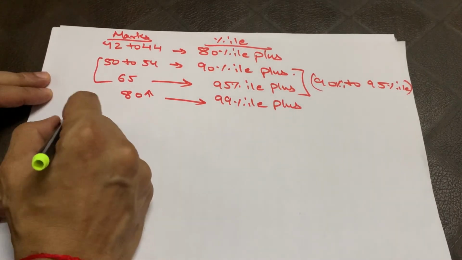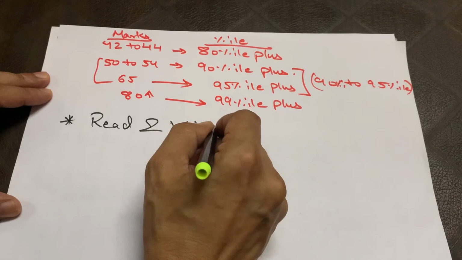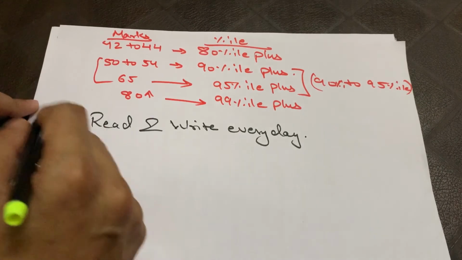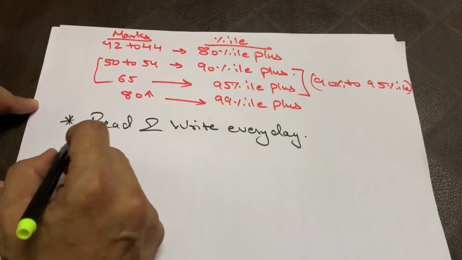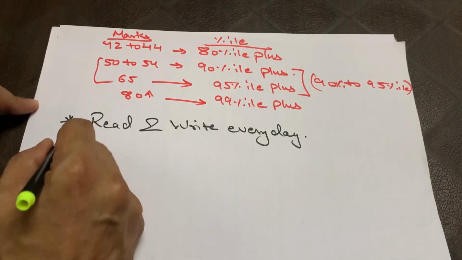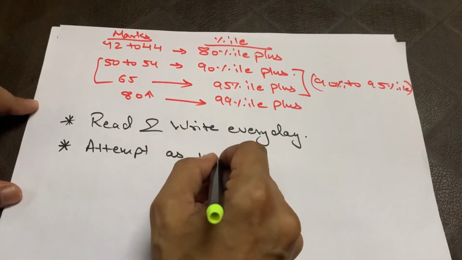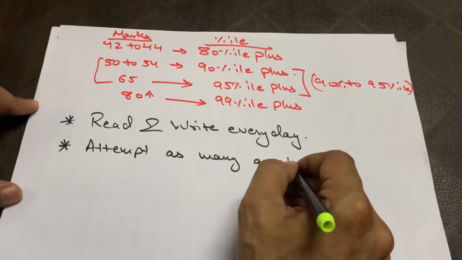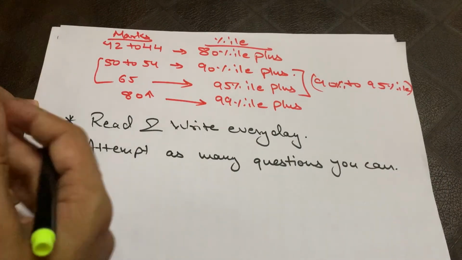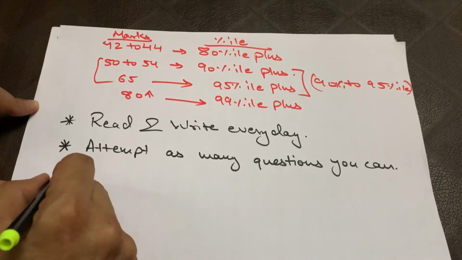The first pointer is read, of course, that everybody will suggest, but also write every day. Do not worry about what you're reading, how you are writing, or whether you're grammatically right or wrong, but at least try to write one passage every day. That will help you get better in comprehension skills. The second point is attempt as many questions as you can. Practice is what you are supposed to do. Attempt many similar kinds of questions to get the hang of it, to know what mistakes you are making and how to avoid them.